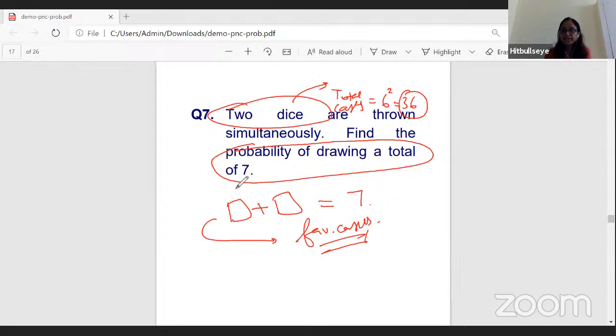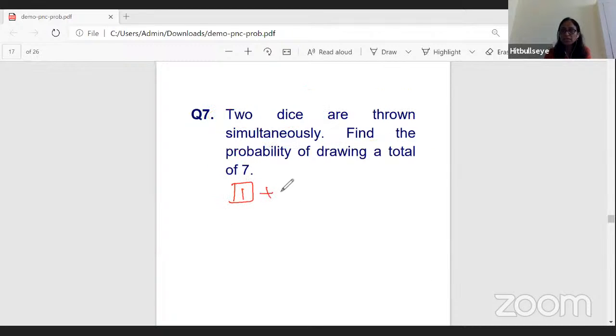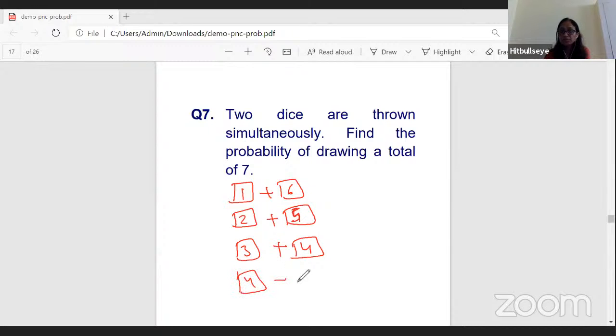So a sum of 7 can come with the first die giving me a 1, second die giving me a 6. First die giving me a 2, second die giving me a 5. Sorry, here it has to be 5, right? Then a 3 and a 4. Then it has to be reversed: 4 on the first die, 3 on the second die, 5 on the first die, 2 on the second die, and then eventually the last. So how many favorable cases are there? There are 6 favorable cases.